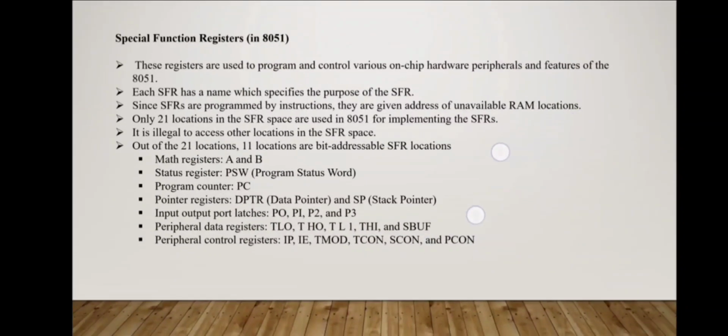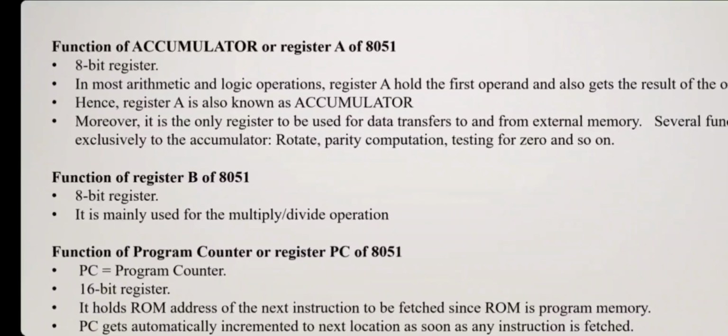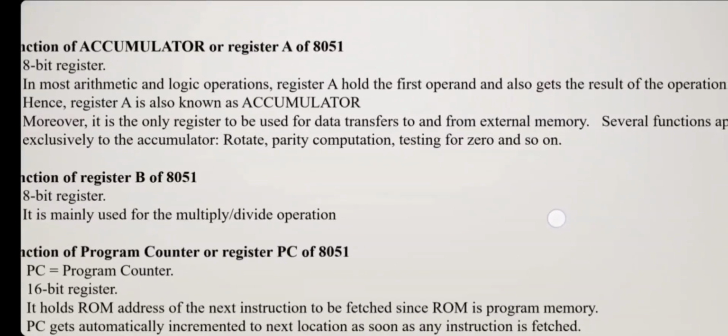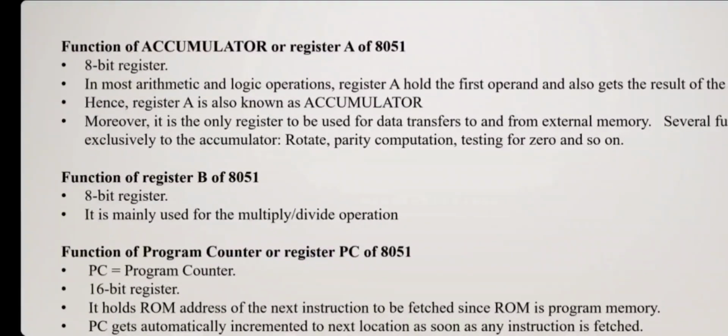Then the first register is the A register of 8051, also called the accumulator register. It's an 8-bit register. In most arithmetic and logic operations, A holds the first operand and also gets the result of the operation. Hence register A is also known as the accumulator. The result is stored in the A register, and A also holds the first operand.